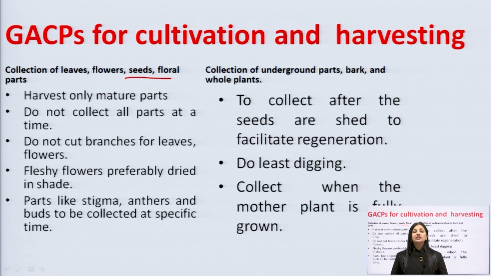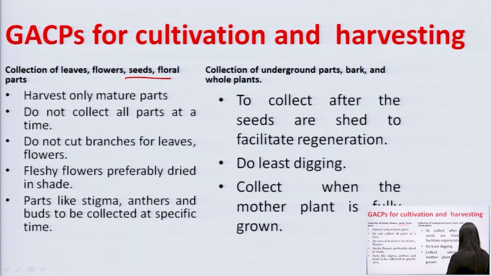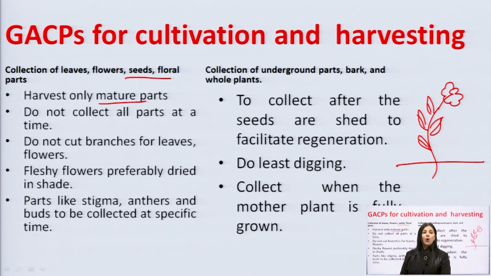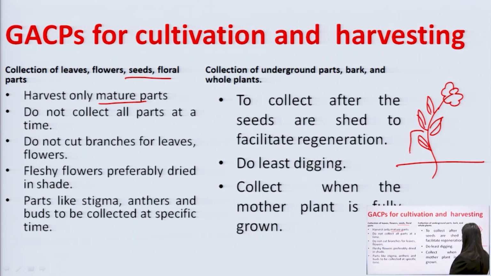Number one, we have to harvest only the mature part. Suppose we have the plant for which we are going to take either the leaf or the flower, so this is the overground part, we have to take care that the plant is in the mature state. We do not have to collect all parts at a time. If we are to focus on the leaf, we have to get the leaf only. If we are to focus on the stem, then we don't have to pluck the leaves. We can have just the stem.